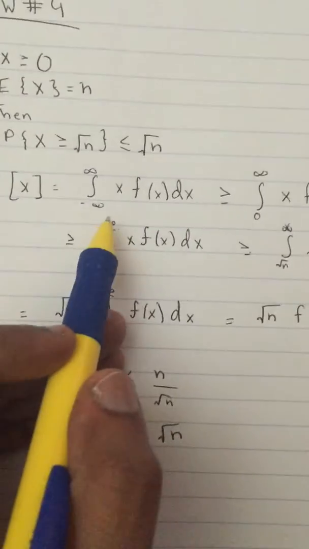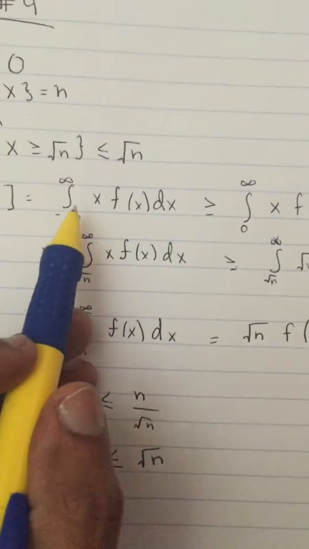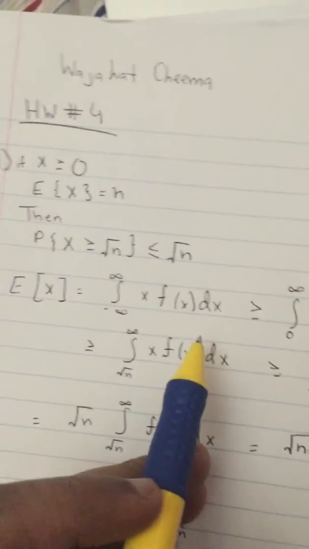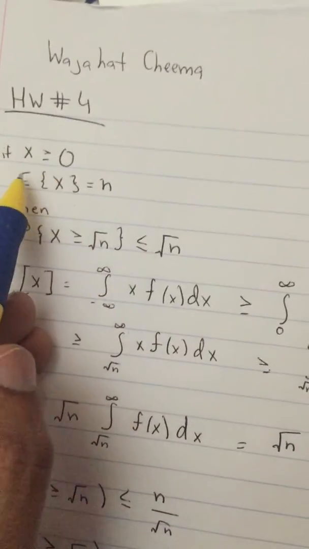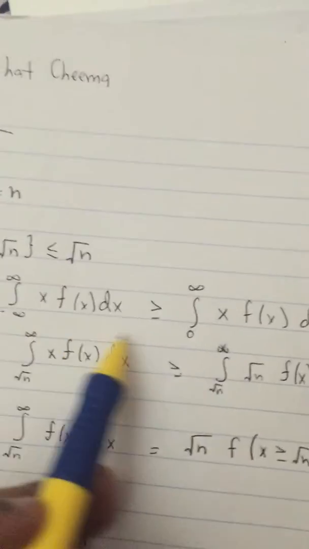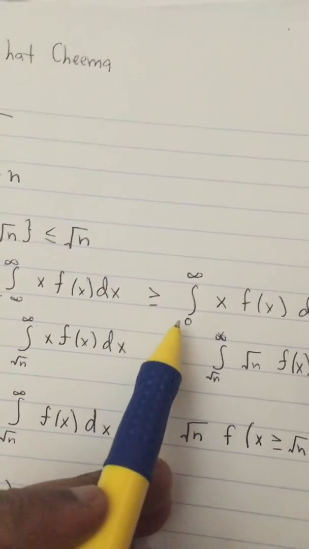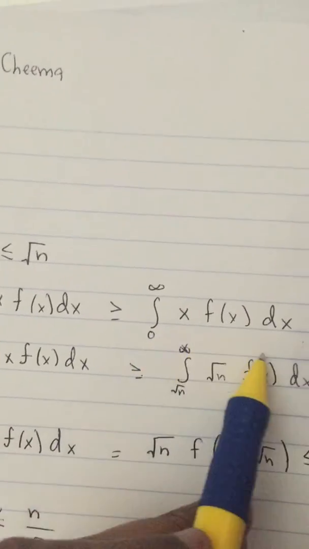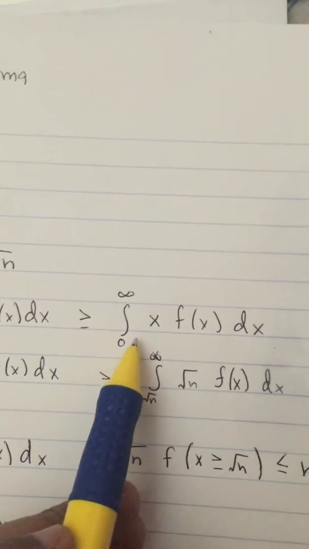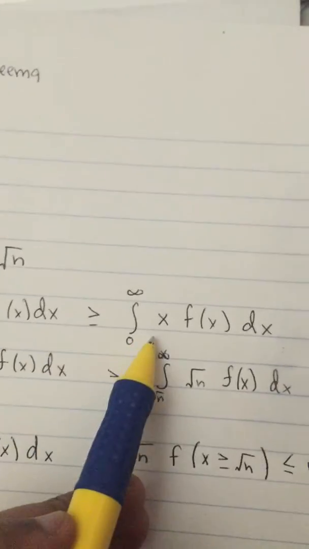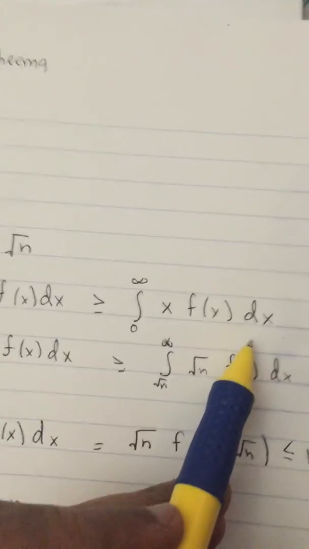Okay, so the way we'll start this is we'll write that the expected value of x, this is just a general formula, equals the integral from negative infinity to infinity of x f of x dx. Now, we're given that x is greater than or equal to 0, so we can make the bounds a little bit smaller. Since they're going from 0 to infinity, this area will be smaller as well. So this will be less than or equal to the integral of x f of x dx.